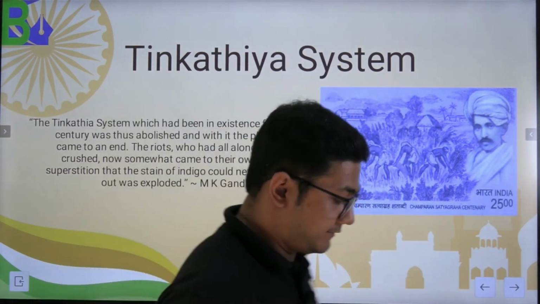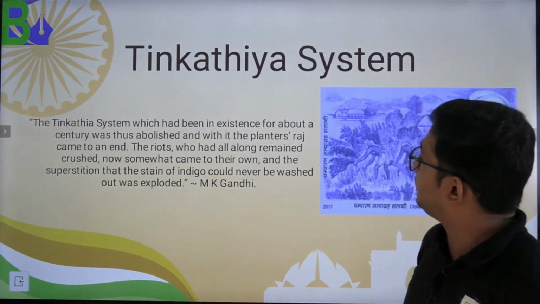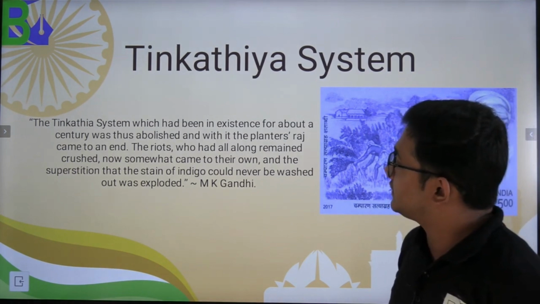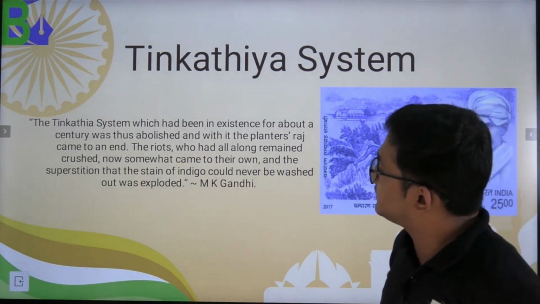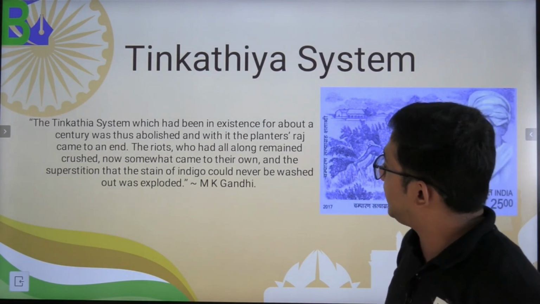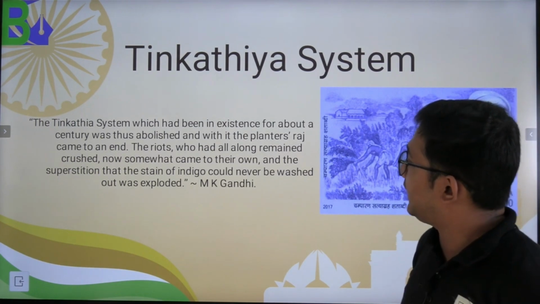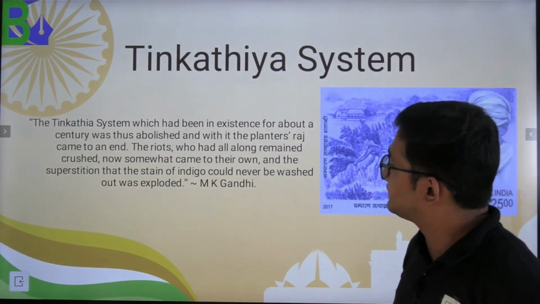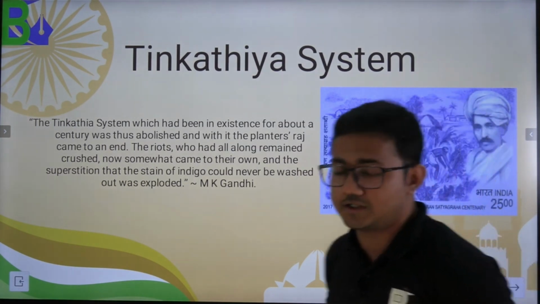So it read as the Tin Kathia system, which had been in existence for about a century, was thus abolished, and with it the planters' Raj came to an end. The ryots, who had all along remained crushed, now somewhat came into their own, and the superstition that the stain of indigo could never be washed out was exploded.